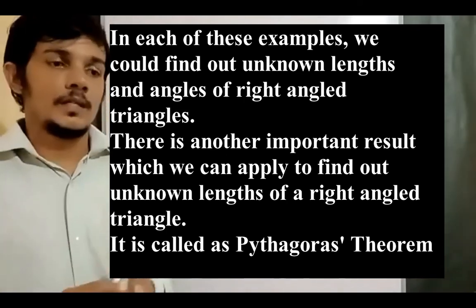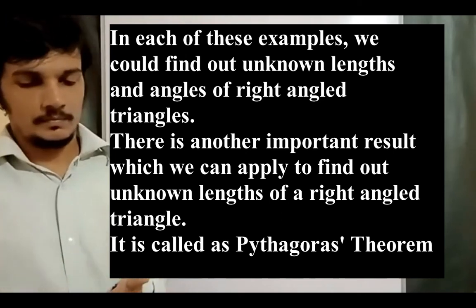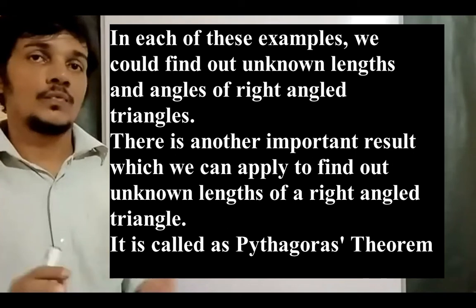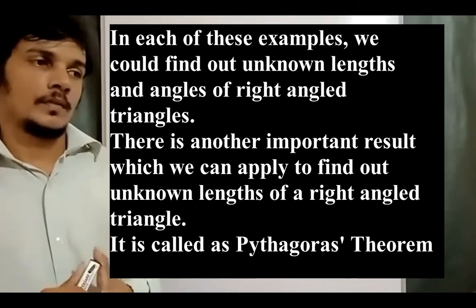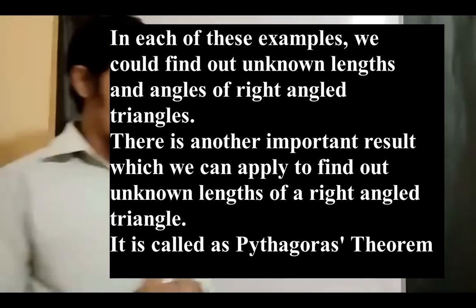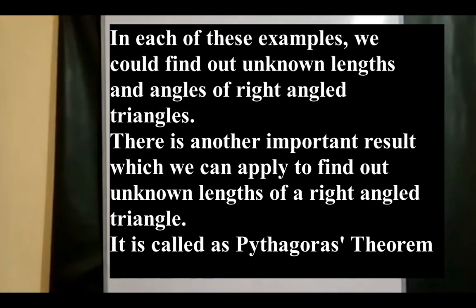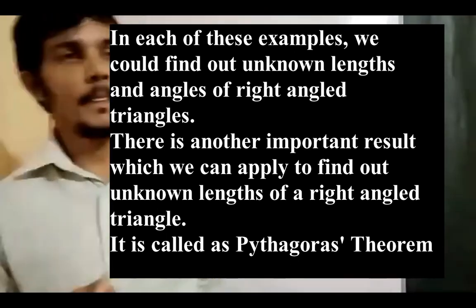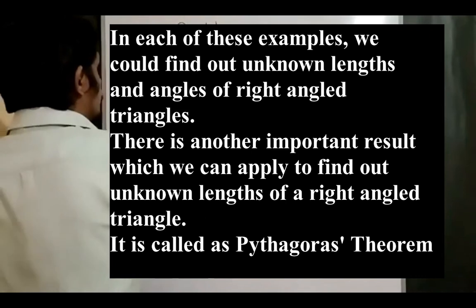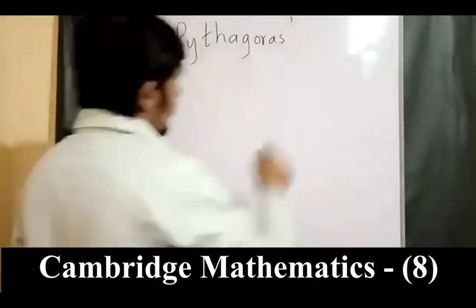There is another important result which we can apply to find out unknown lengths of a right angle triangle. It is called the Pythagoras theorem.